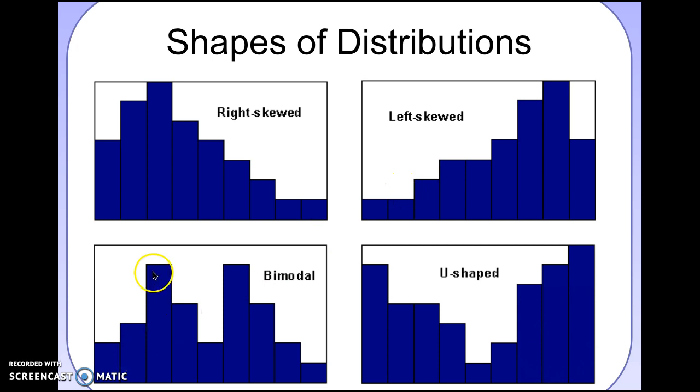Bimodal means there are 2 peaks in the data, and U-shaped. Kind of see that U formation there. Being able to look at the shape of the curve can help you summarize what is going on with the data. At this time, this concludes section 2.2.